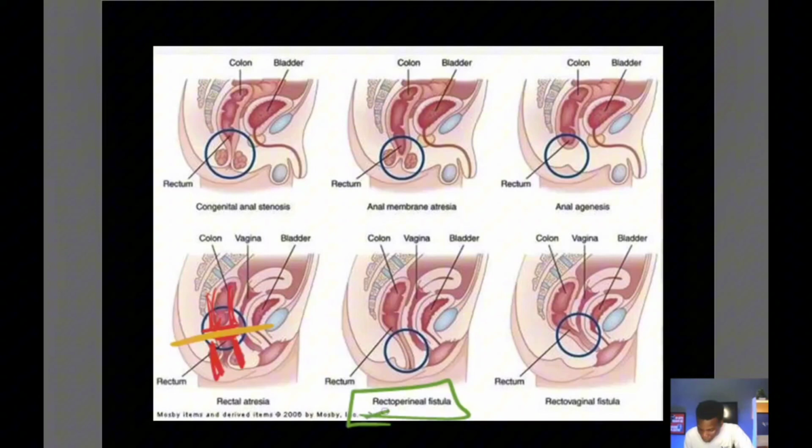Can you guess what it means? Recto and perineal. An abnormal linkage between what? Tell me now. The rectum, perineal meaning what? The perineum. So an abnormal linkage right there is a recto-perineal fistula. And then recto-vaginal fistula is an abnormal linkage between what? The rectum and the vagina. So these are different forms of fistula that can happen, or different forms of anomalies that can present in the development of the hindgut.